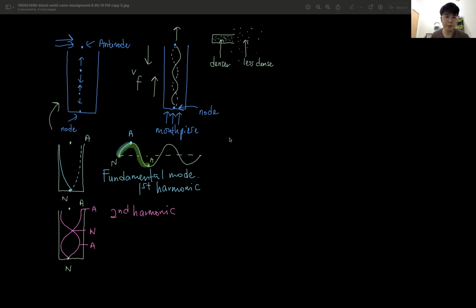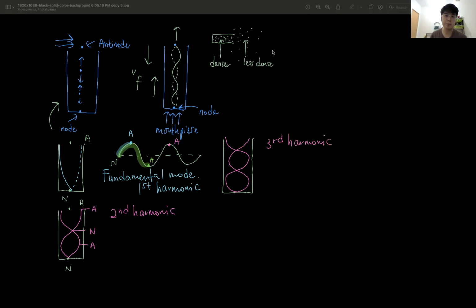Third and fourth. You can even do it yourself right now. For the third one, the next antinode is this one. This one is one wave and 0.25. So we draw one wave, 0.25. This is the third harmonic.